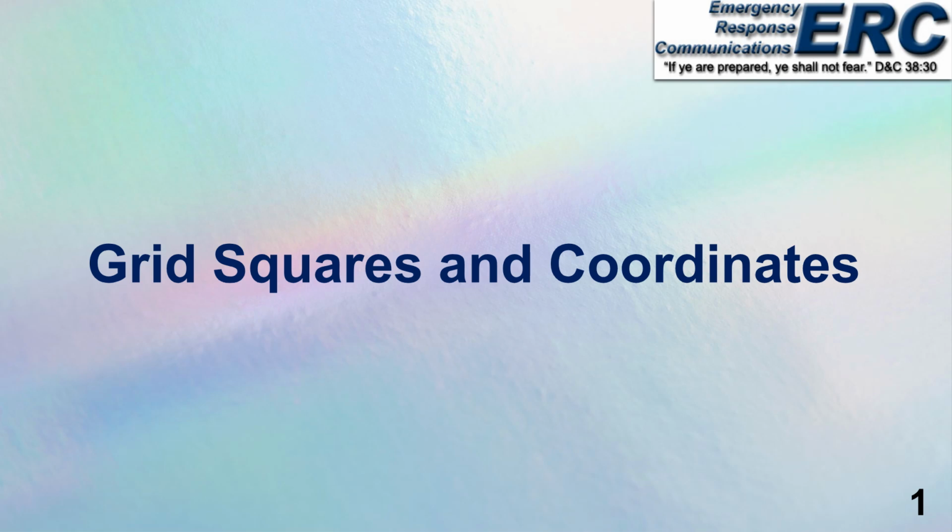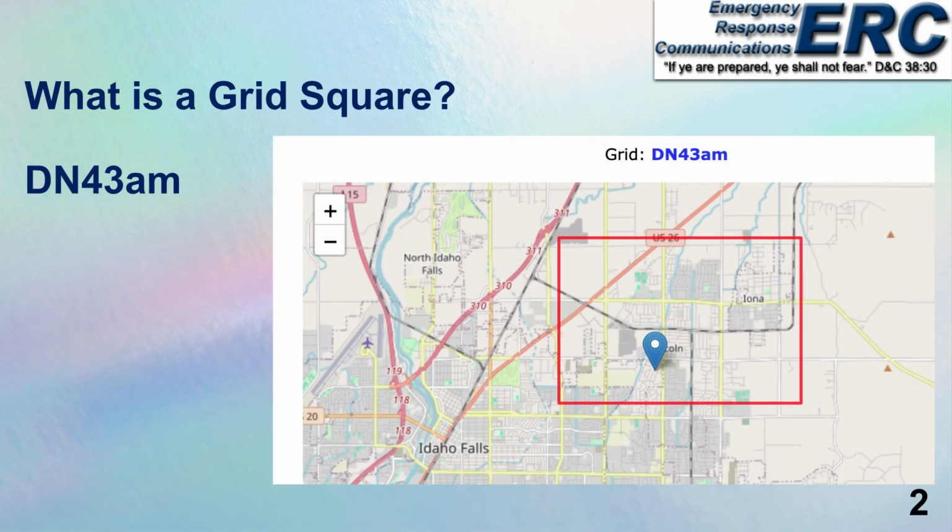Tonight our training is going to be on grid squares and coordinates. If you're ready, go ahead and go to slide 2. All right, if you're not familiar with the grid square, here is a sample. This is a map showing the grid square where I live. DM43AM is the designation for the grid square, and the blue pin shows my actual location. We'll come back to this in a minute, but let's go to slide 3.